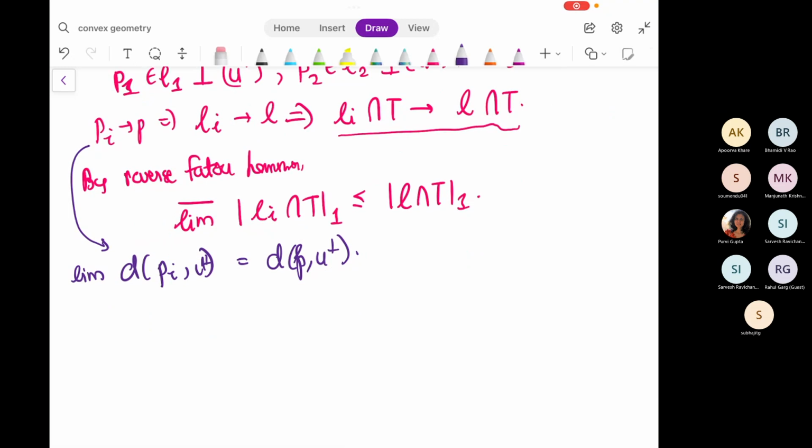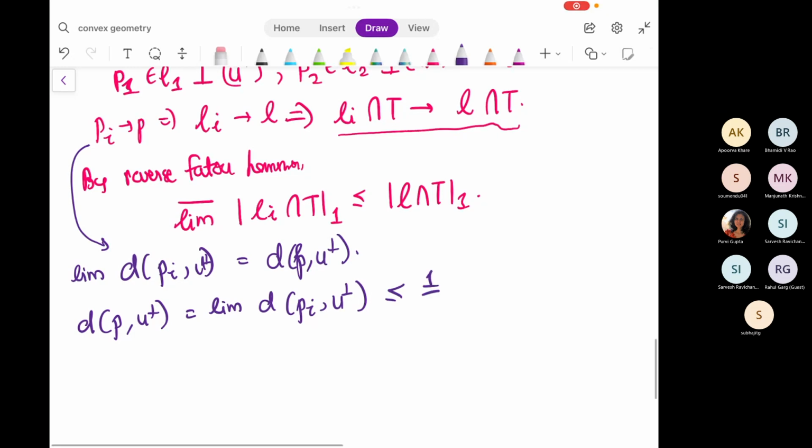So what can we get from these calculations? Well, we start with d of P, U perp, and we just wrote above that it's the limit of this d of Pi, U perp. But what do we know about the Pi's? And what do we know about d of Pi, U perp? Now, d of Pi, U perp is less than or equal to this particular quantity. Why is that?